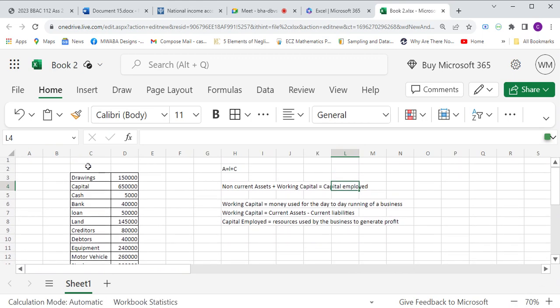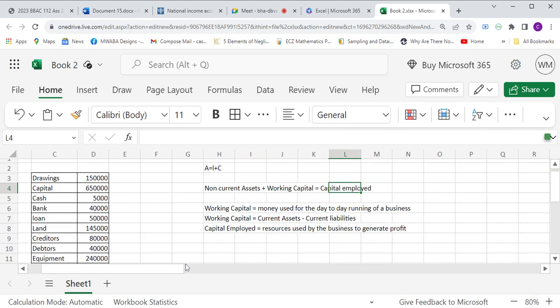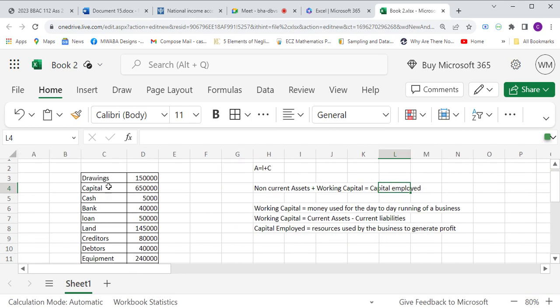So we've been given information about a certain company. All right. So here we have drawings. Drawings, this is money taken out of the business for personal use. Sometimes it cannot even be money. Sometimes it can even be equipment, stuff taken from the business by the owner for their personal use.